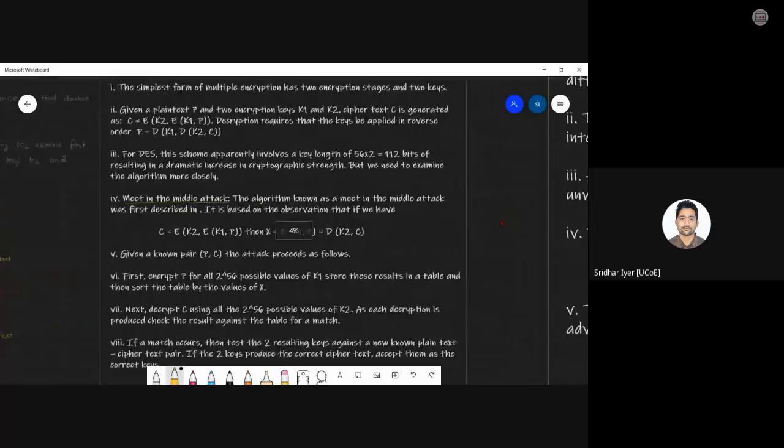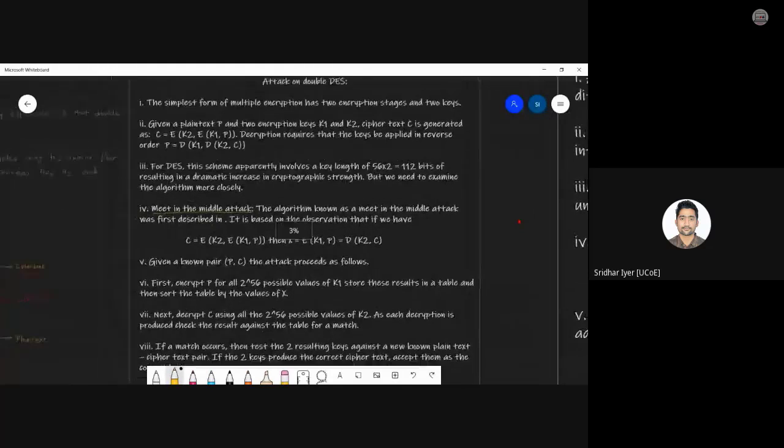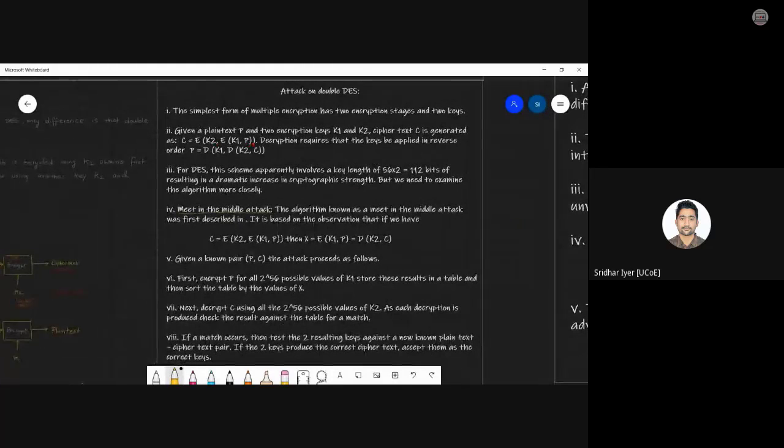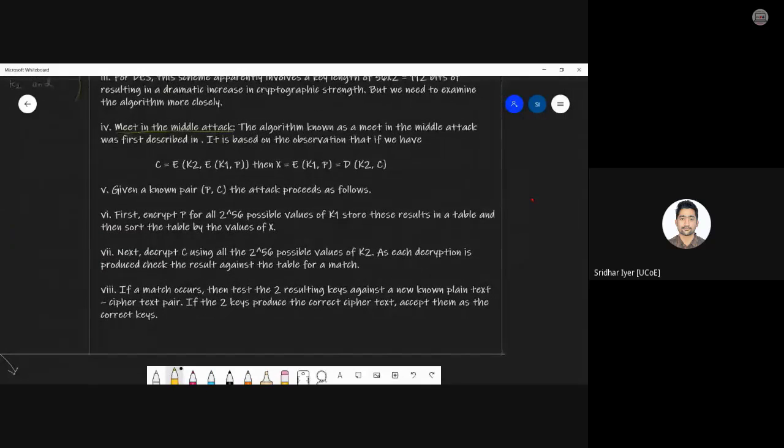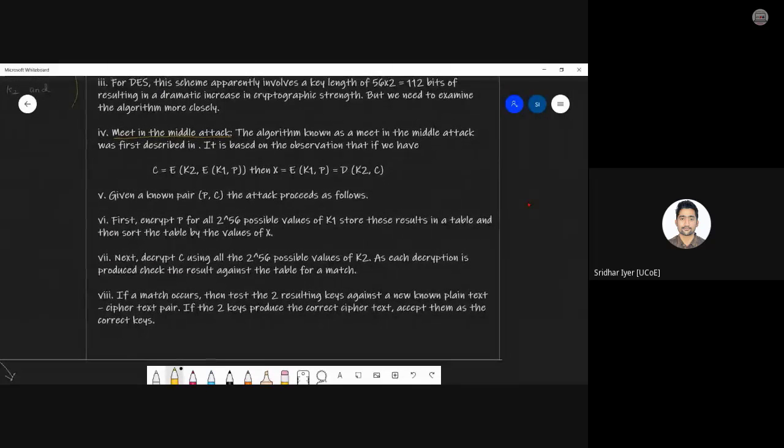The simplest form of multiple encryption has two encryption stages and two keys. Given a plain text P and two encryption keys K1 and K2, the ciphertext C is generated as shown. The same thing. So what we are doing is we are applying DES twice with two sets of keys K1 and K2, and this is what we know as the meet in the middle attack. Just have a look. Just read it once. The algorithm known as meet in the middle attack was first described in this explanation.